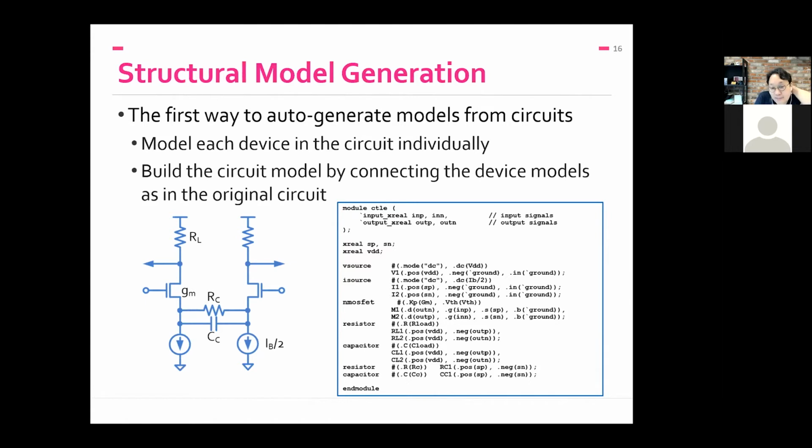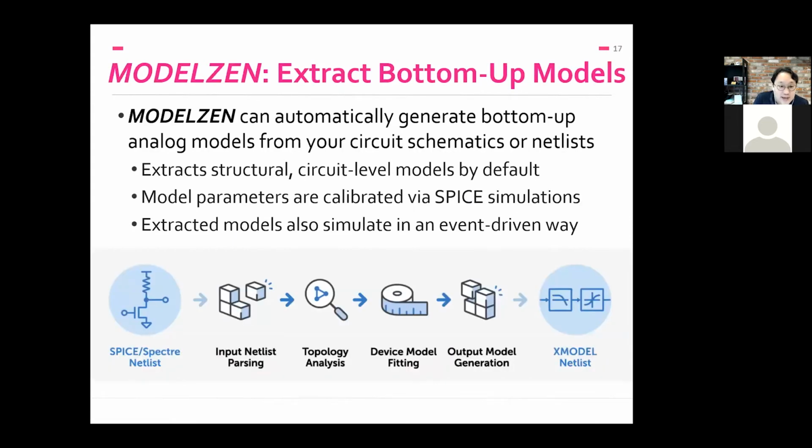I have a pipeline ADC example, which contains a switch capacitor circuit. So we'll see a lot of switches in there. And Model Zen is one of our products that does exactly that. It can automatically generate bottom-up analog model from your circuits or netlist. And by default, it generates these structural circuit level models.